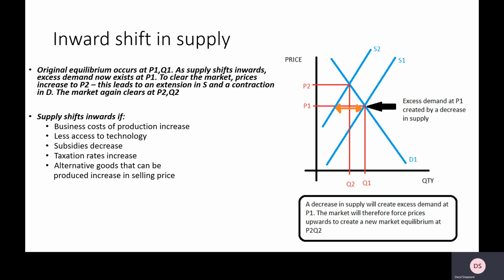Think about why. At price 1, originally based on demand 1 and S1, the market was in equilibrium at this level. But when supply moves inwards, we've now got an excess demand situation, and that's measured by the orange arrow here. Now, when you've got an excess demand, the market price will need to increase to clear the market. So price levels will grow from P1 to P2. This would lead to a contraction in demand and an extension in supply. So the market will clear at P2 Q2.